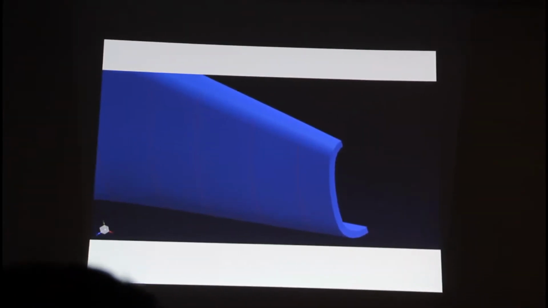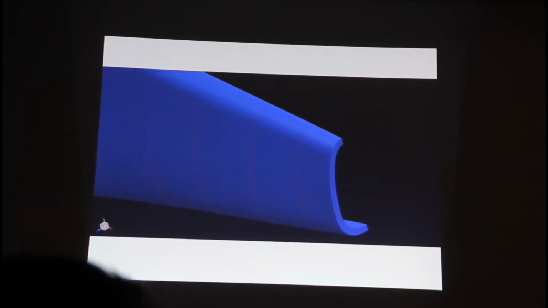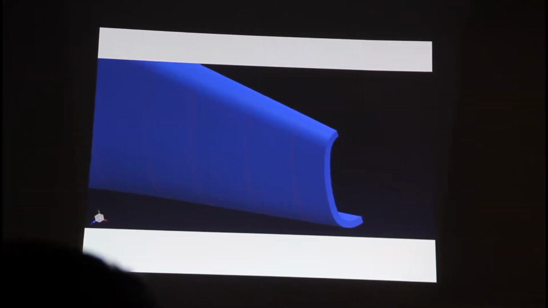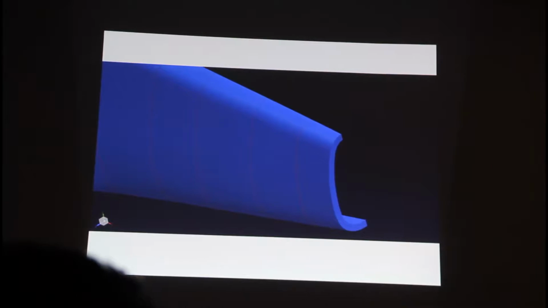And the next step is to create the solid. The thickness of the shell. It's like the shell.